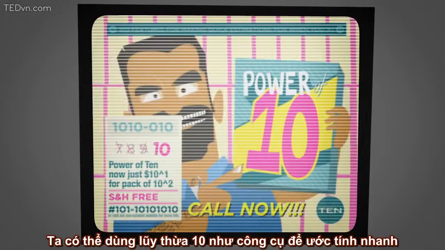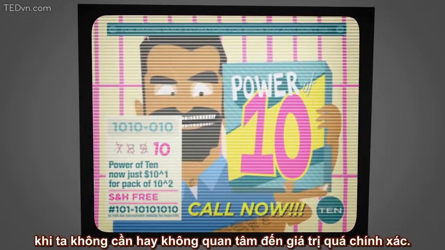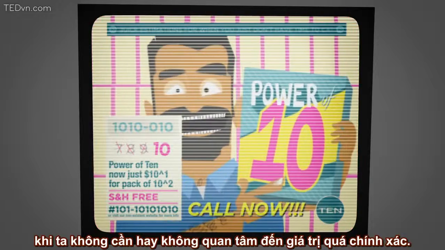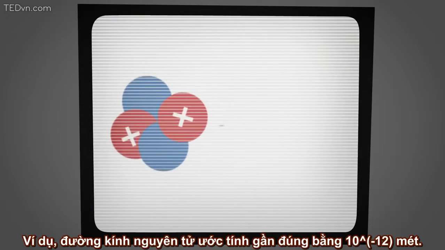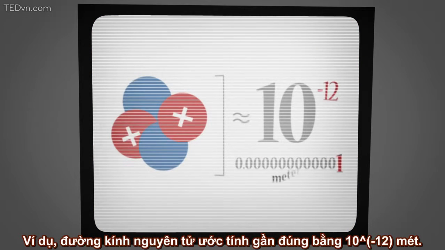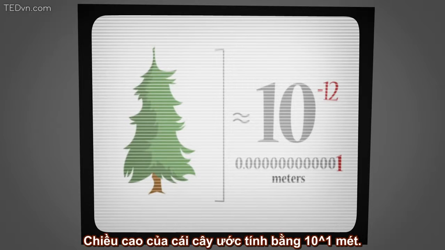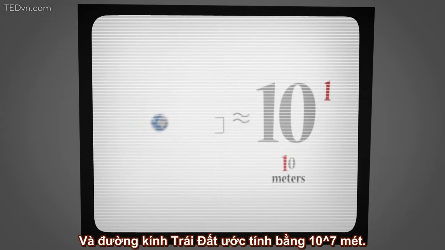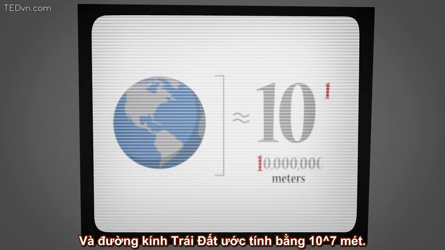first term. We can use the power of 10 as a tool in making quick estimations when we do not need or care for the exact value of a number. For example, the diameter of an atom is approximately 10 to the power of negative 12 meters. The height of a tree is approximately 10 to the power of 1 meter. The diameter of the Earth is approximately 10 to the power of 7 meters.